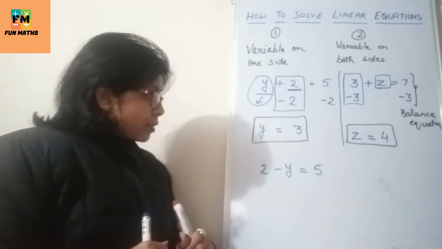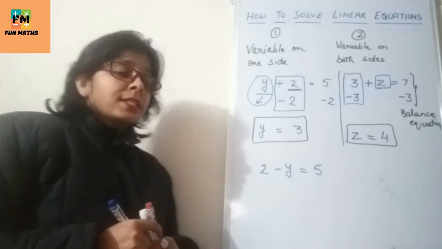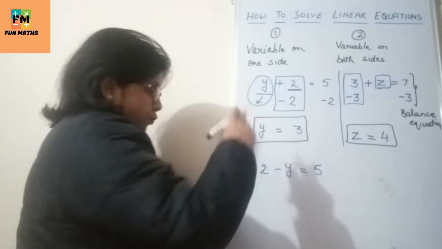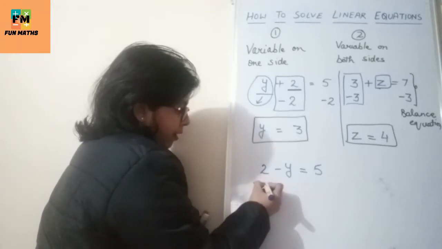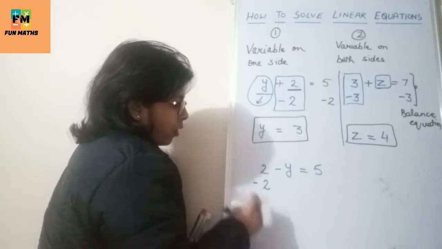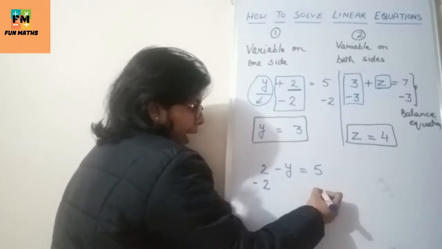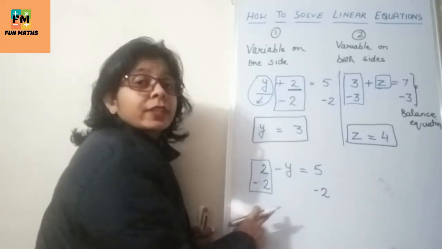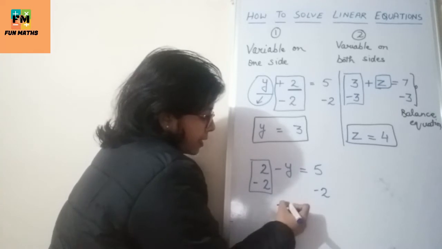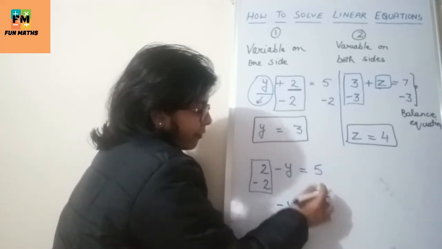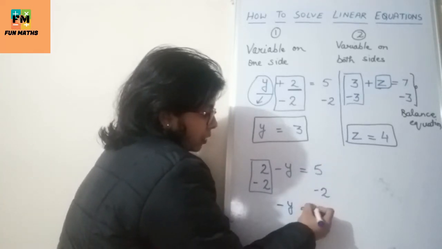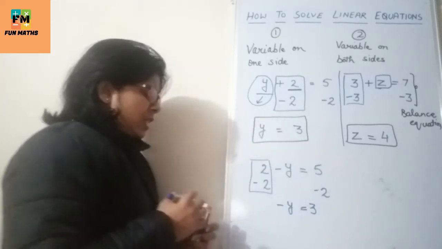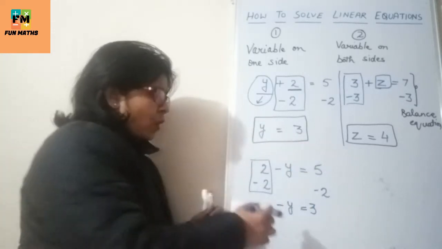How can we isolate y? First of all, let's remove this 2. How can we remove it? Easily we know, if we subtract 2 from here, then to balance the equation, we have to subtract on the right hand side also. Now this is left with minus y is equal to 5 minus 2, which is what? 3. Alright.